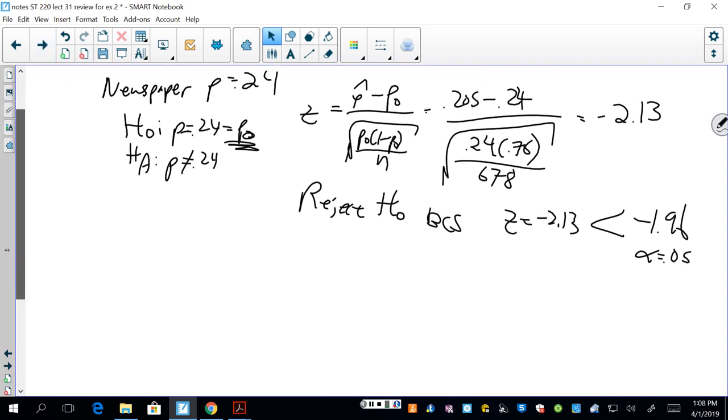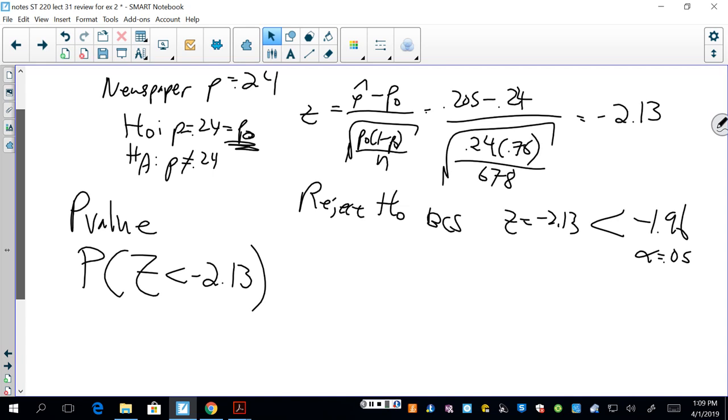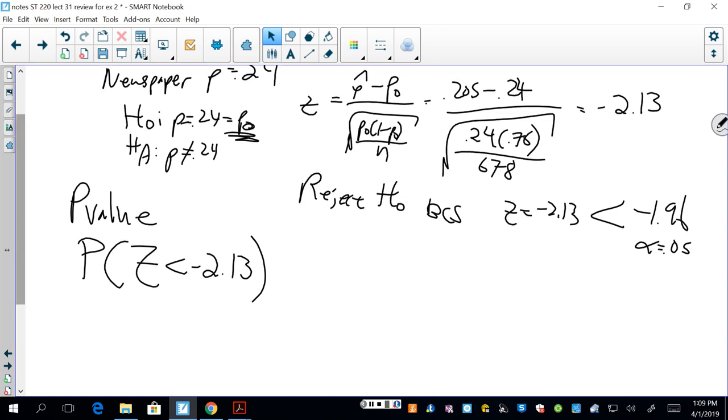And the question is, what's the p-value? One thing you need to do is get the probability that a normal is less than negative 2.13. Why are we doing that? The p-value is the probability we're as extreme or more extreme. Since it's low, what's the chance we're less than that? So it's that tail.